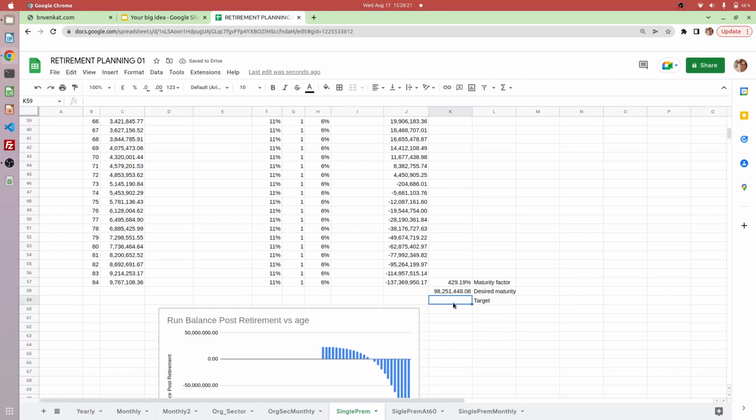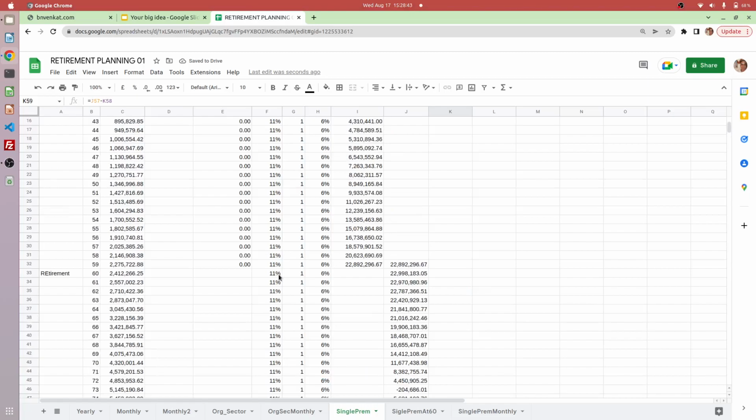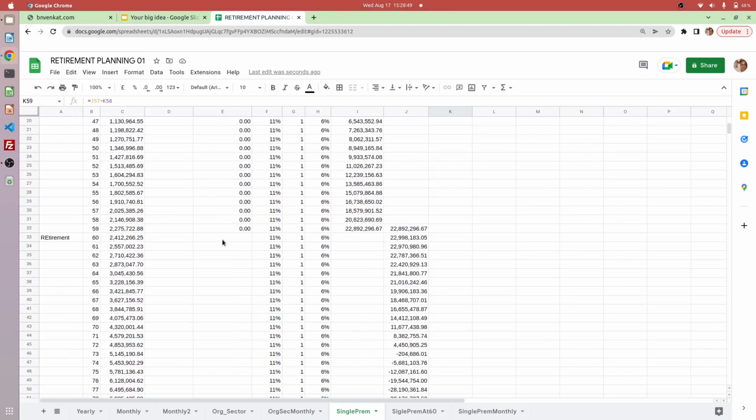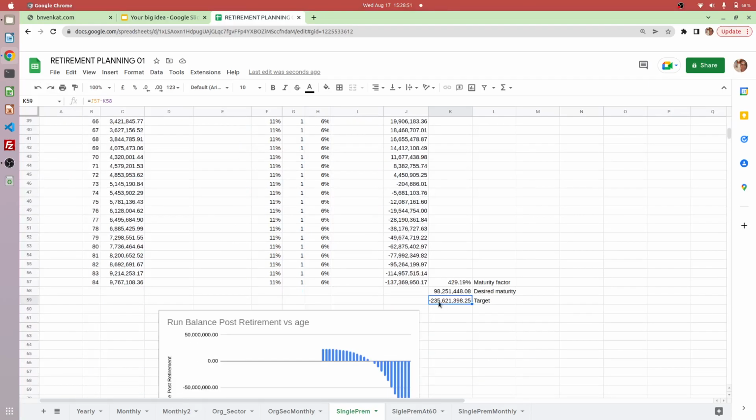Now the target field. Target field is equal to the last running balance minus our desired maturity. If this field comes out 0, then we will have our required desired investment. Now with 1 lakh rupees we found that it is minus 23 crore, that is 23 crore less than the desired maturity.